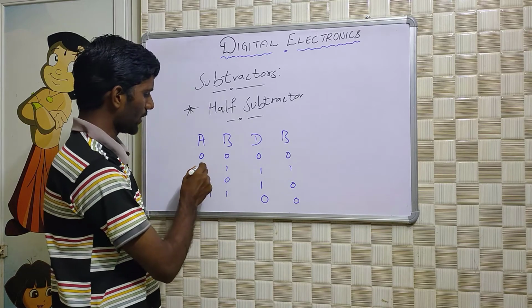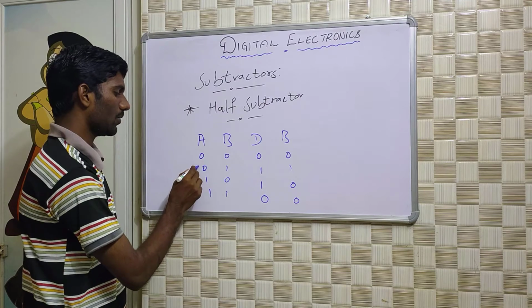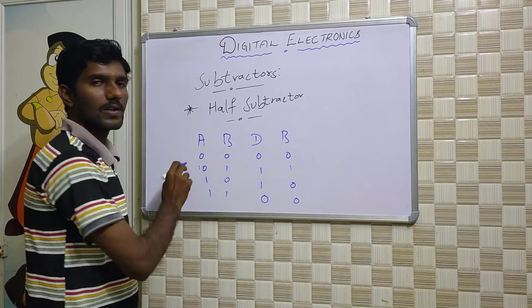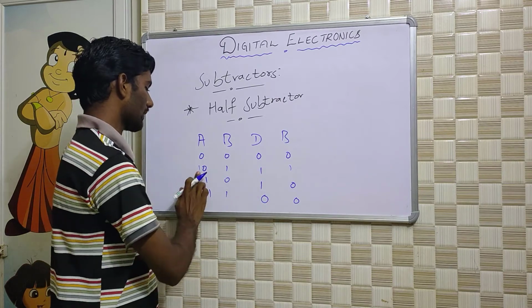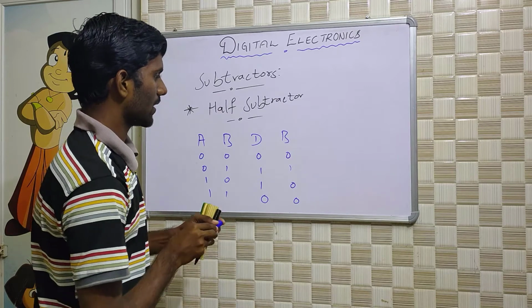How this happens, we already know. Here we are taking one borrow, so it will become 2. Then 2 minus 1 will be 1. Since we are taking one borrow, the borrow is also 1. So this is the difference and the borrow.